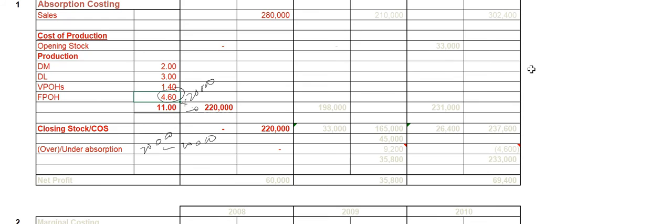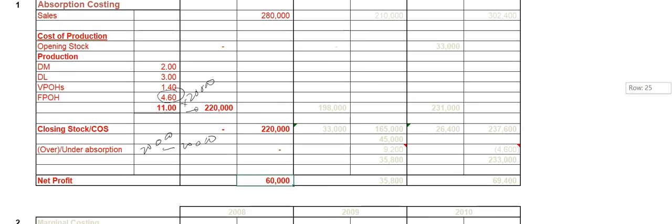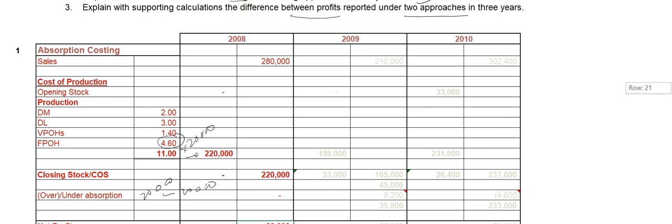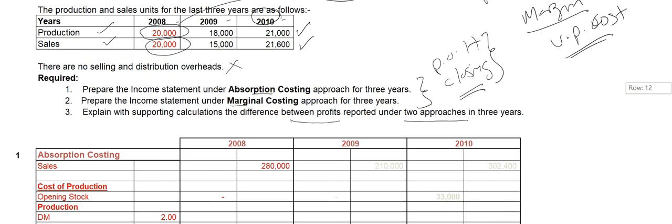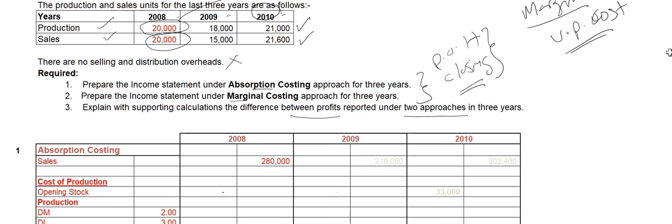So simply deduct the cost of sales from sales, which will be 60,000. So in 2008 your net profit will be 60,000. Now let's quickly move on to the 2009 figures.